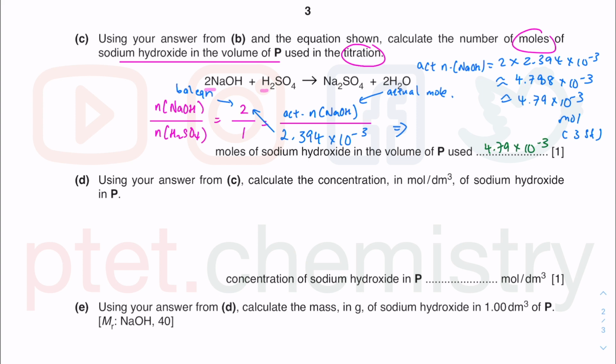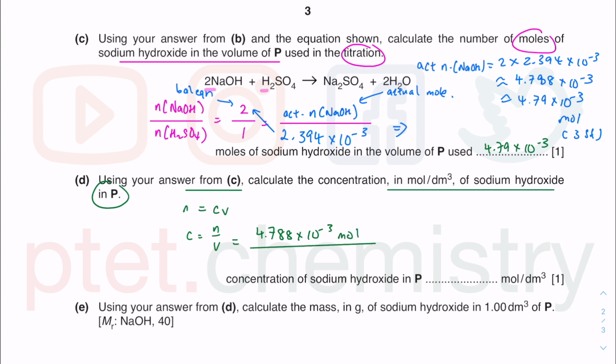Anyway, using your answer from C, so I got the mole of sodium hydroxide and the volume there. What is going to be the concentration in P? Well, I have the mole, so the mole equals CV. This is the mole of NaOH. I want the concentration of the NaOH, so that's n over V. So this is 4.788 times 10 to the power minus 3 mole.